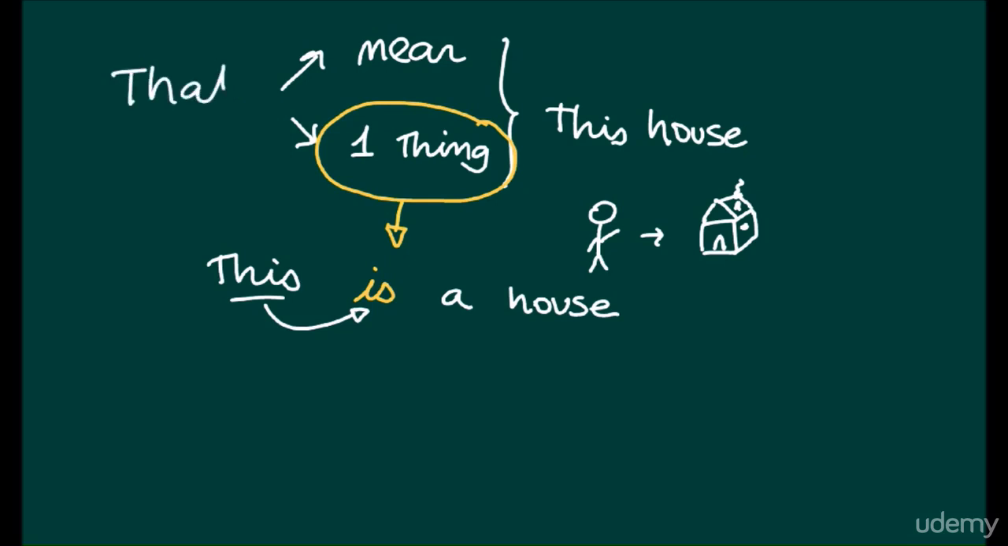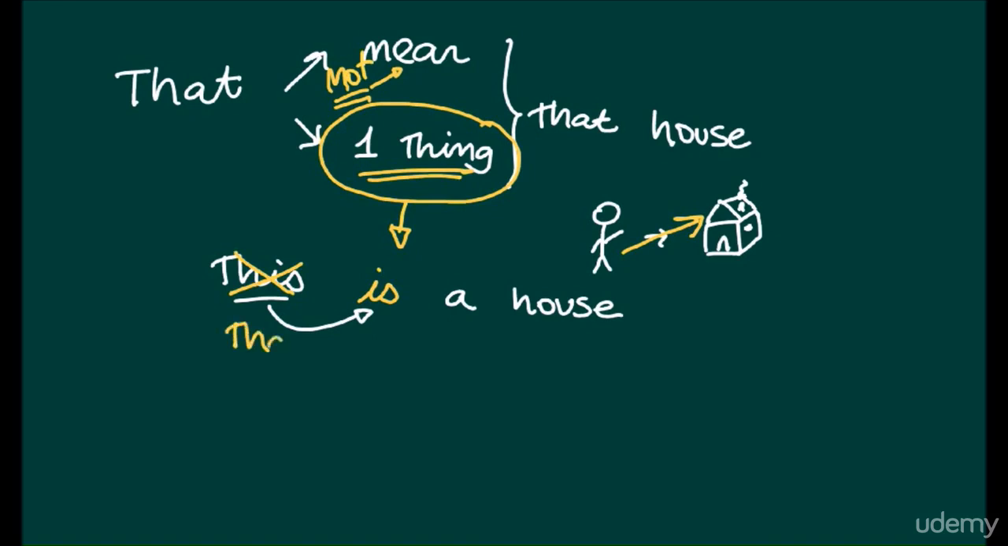We use that to say something that is not near us and that is only one thing. For example, that house. Again, as this is for one thing, we have to use is if we are using the verb to be. For example, that is a house.